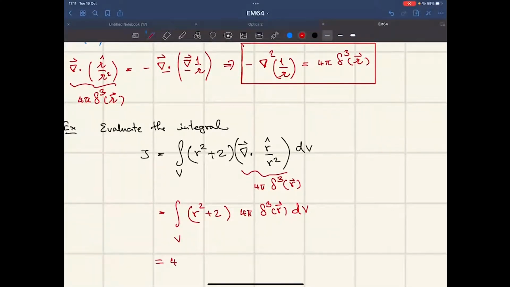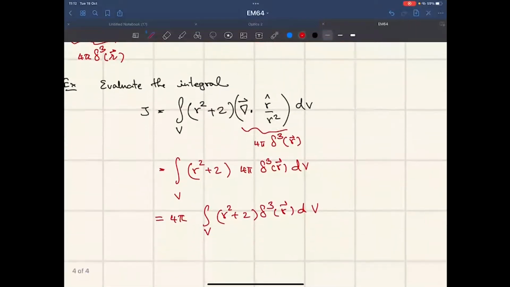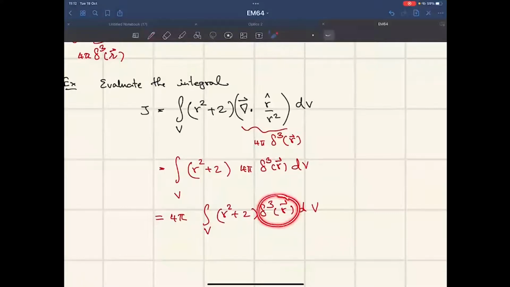And this thing we pulled 4 pi out of the integration, and we just do the r squared plus 2 here. From this Dirac delta function, we know that our source is at the origin, right? Because this thing is r minus 0. So our source is at the origin.